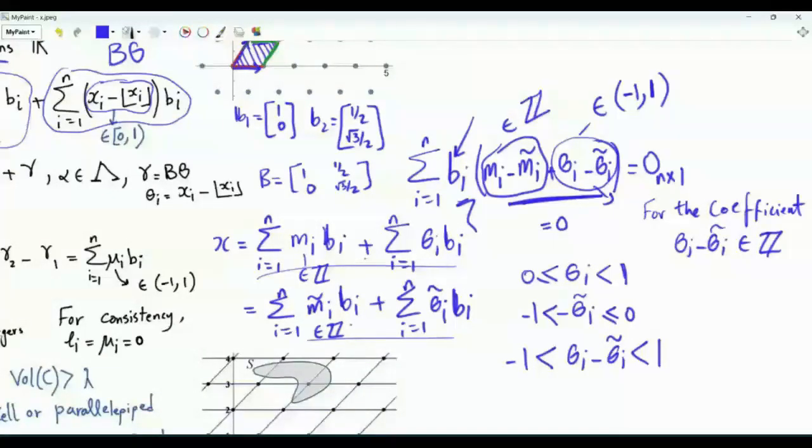But theta i minus theta i tilde, if it's an integer, can only have one possible value, which is 0, because this is a number strictly between minus 1 and 1. So theta i minus theta i tilde is exactly equal to 0, which means that theta i tilde is equal to theta i for every i from 1 to n. Now, if these two are the same, then we are left with the integer mi minus mi tilde. This must be 0. Mi is equal to mi tilde. If x has two representations, they are exactly the same. We have shown that the coefficients must be exactly the same.